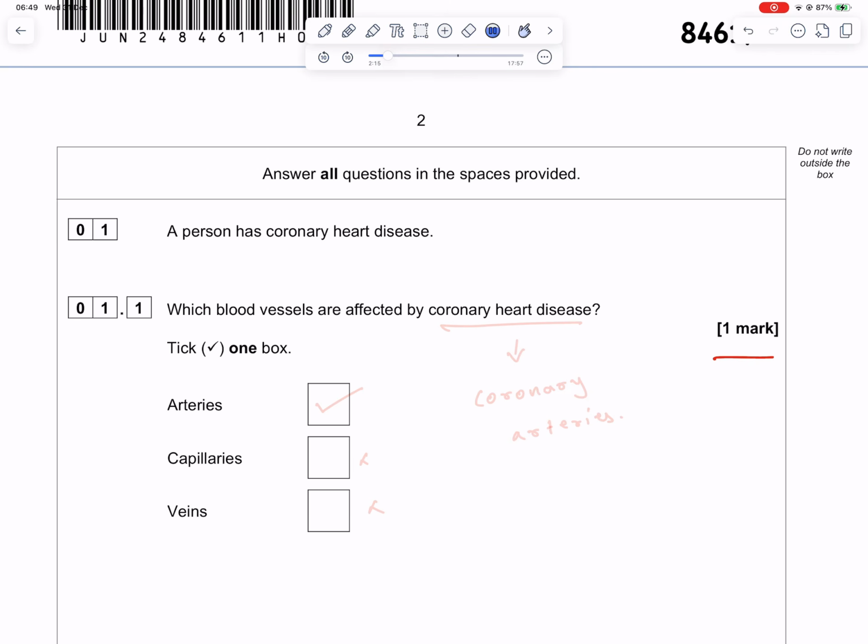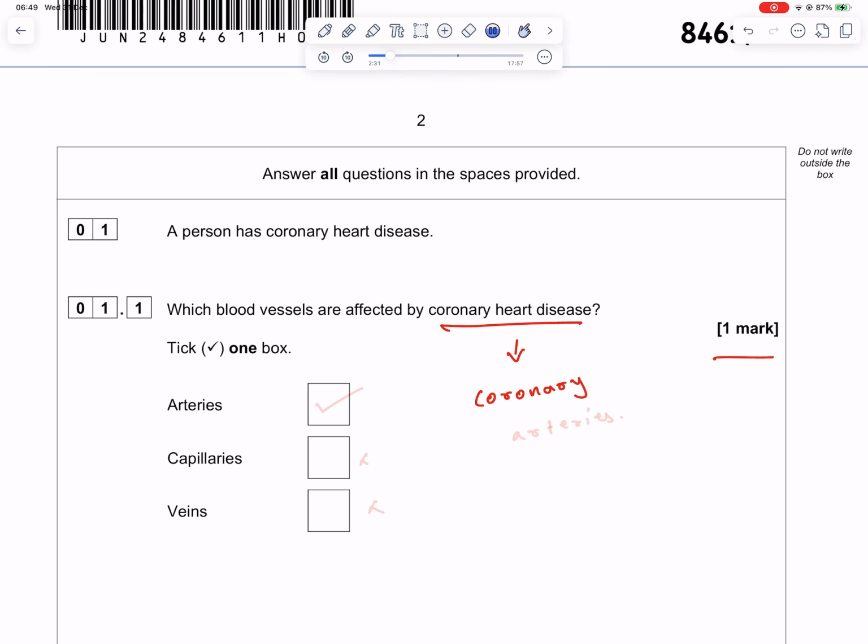Now let's read this question. A person has coronary heart disease. Which blood vessels are affected by coronary heart disease? Now, coronary heart disease affects the coronary arteries.